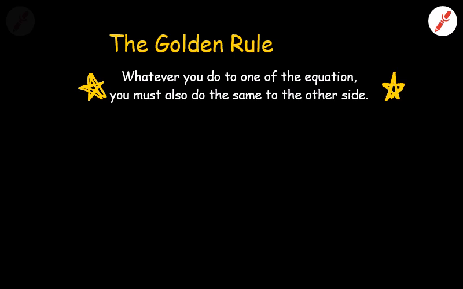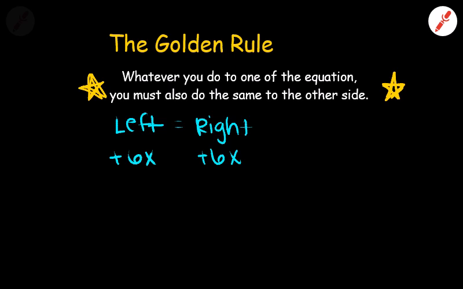So for example, let's say I have my left side of the equation over here, and then I have my equal sign in the middle, and then I have my right side of the equation. Now let's say I need to get something to cancel out on the left. Let's say it's 6x, and I have to cancel it out by adding 6x to the left side. Well, if I do that, then I must also add 6x to the right side.